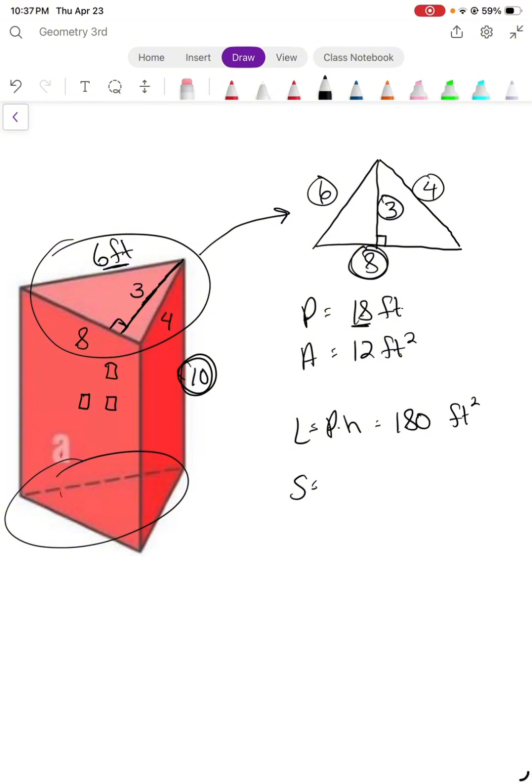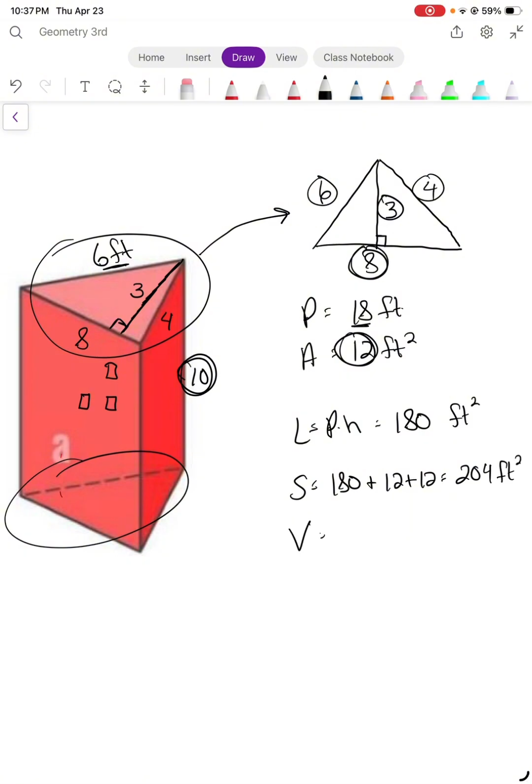To find surface area, it's the previous answer, but we have to include the top area and the bottom area, which we've actually already found. The area of the top was 12. The area of the bottom also 12. So when we add those together, we get 204 square feet.